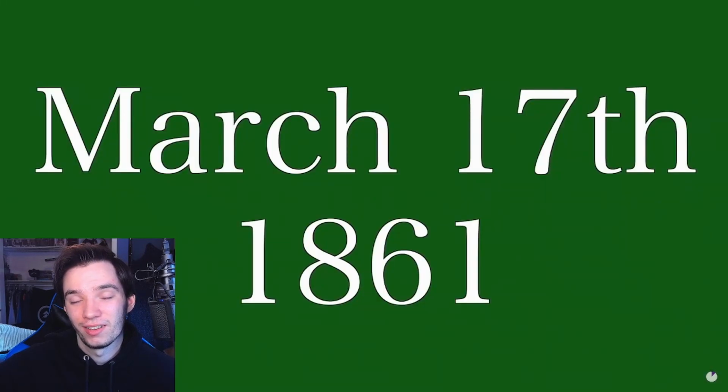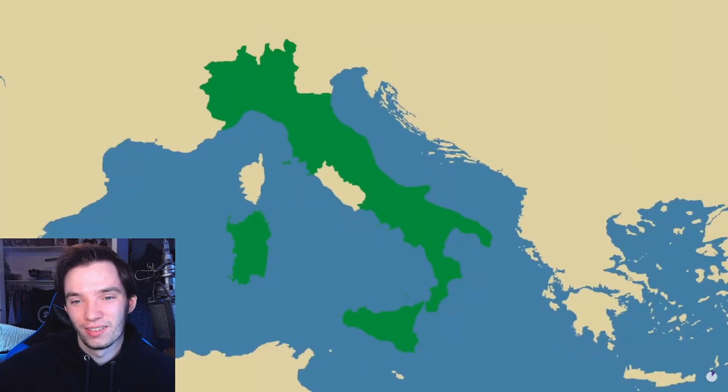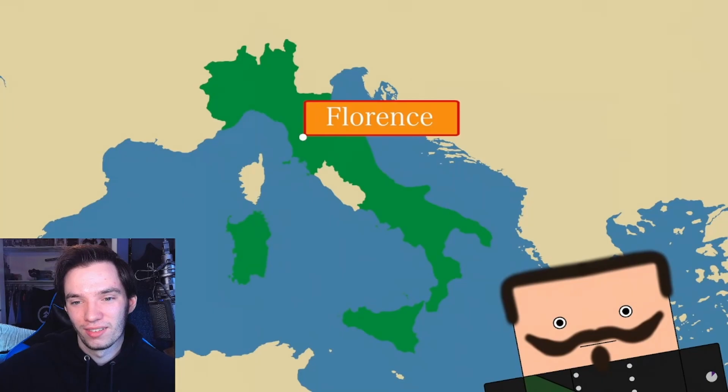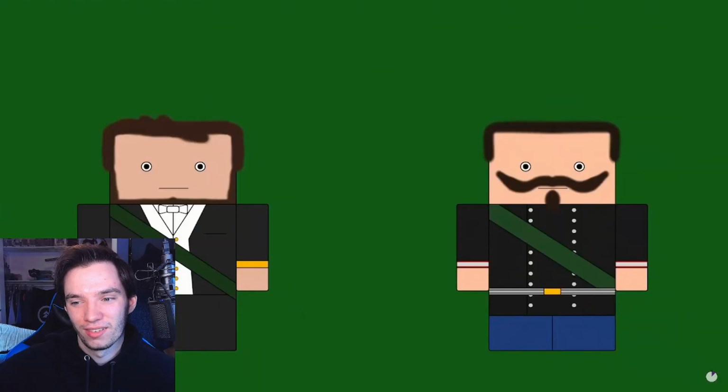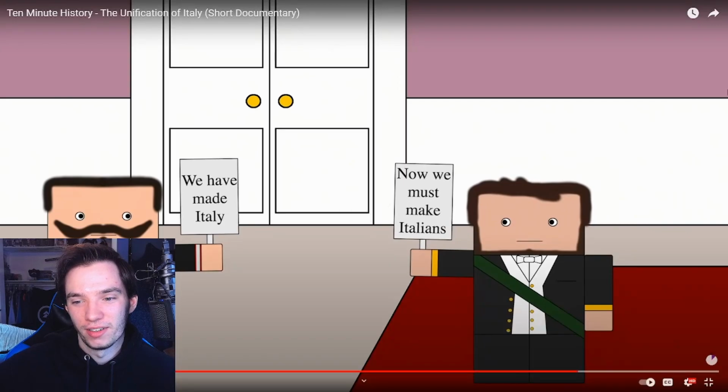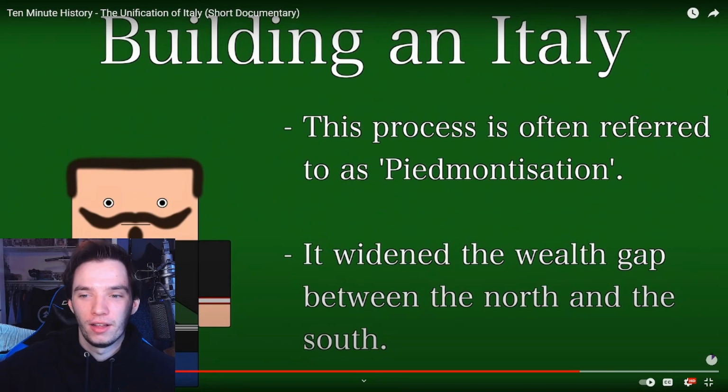On March the 17th, 1861, the Kingdom of Italy was proclaimed with King Victor Emmanuel II as its first king and with Florence as its capital. Cavour and Victor Emmanuel had the difficult task of integrating the rest of the kingdom, and this caused many issues, one being that southern Italy was essentially Piedmontized. We have made Italy. Now we must make Italians. This process is often referred to as Piedmontization.